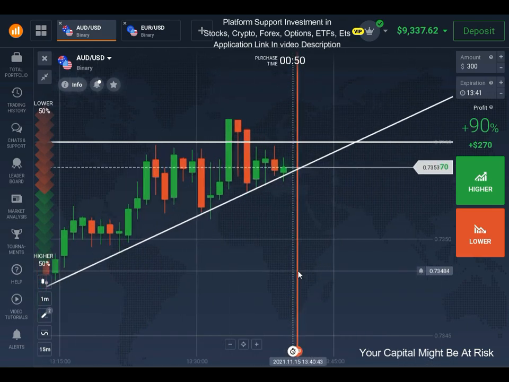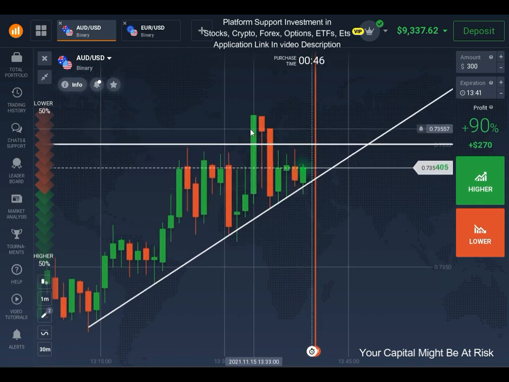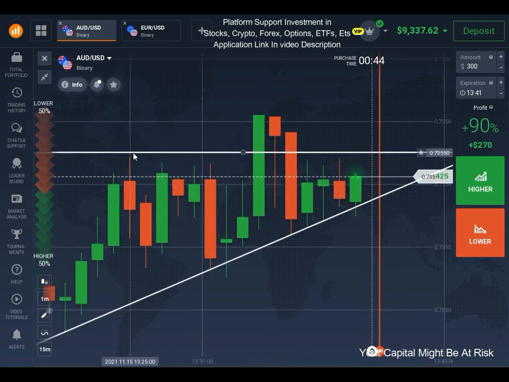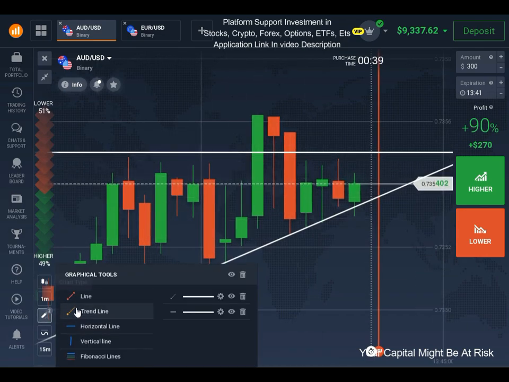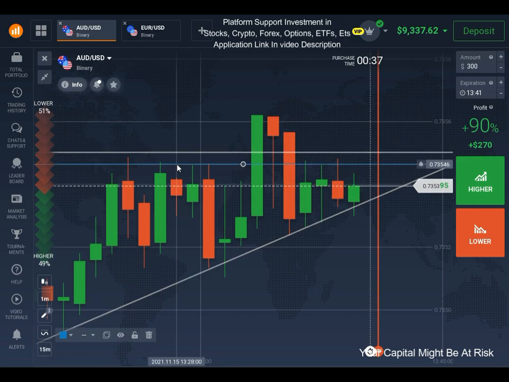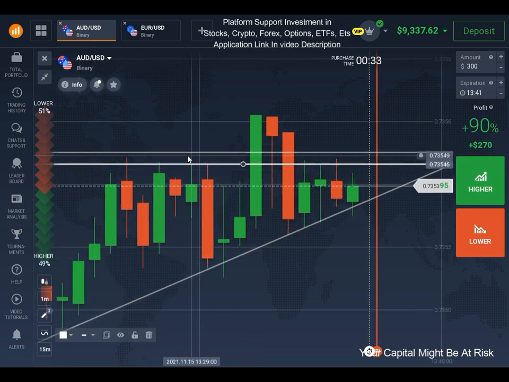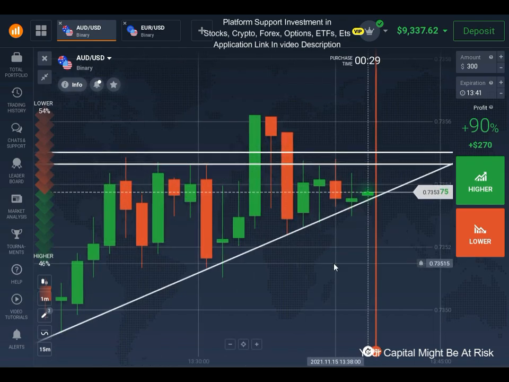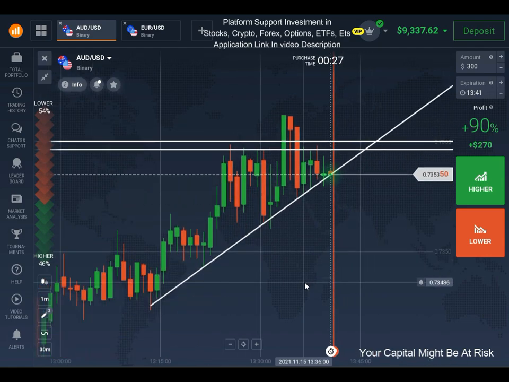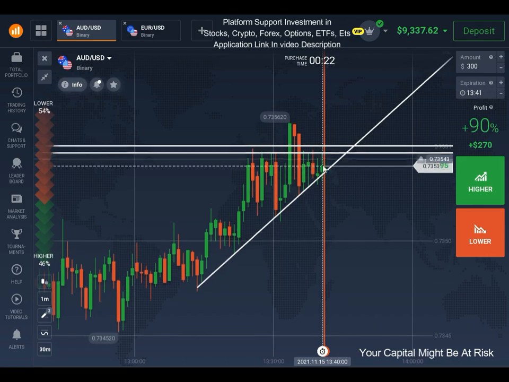It's clearly visible now. As you can see, I will not include this level because so many rejections have come from this level. Let me make an area out of it. So this is the important area actually, because the market rejected from that same level so many times. The market is also rejecting from this trend line. So these two levels are strong.